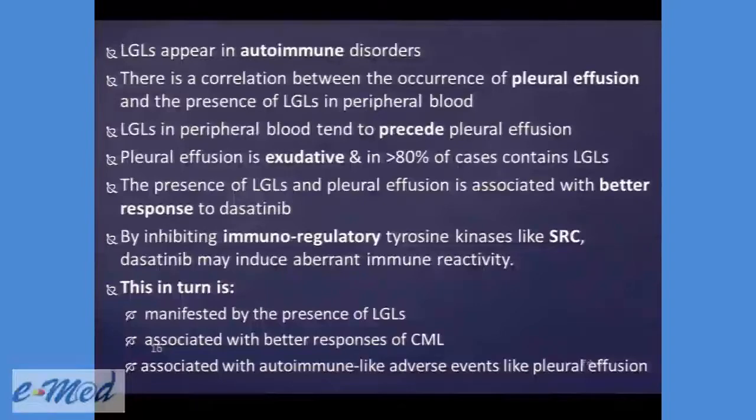A postulated explanation is that dasatinib, through its feature as a Src tyrosine kinase inhibitor, induces immune reactivity, which is manifested by the presence of LGLs. This, in turn, is associated with better responses of the disease on the one hand, and with autoimmune-like adverse reactions such as pleural effusion on the other hand.